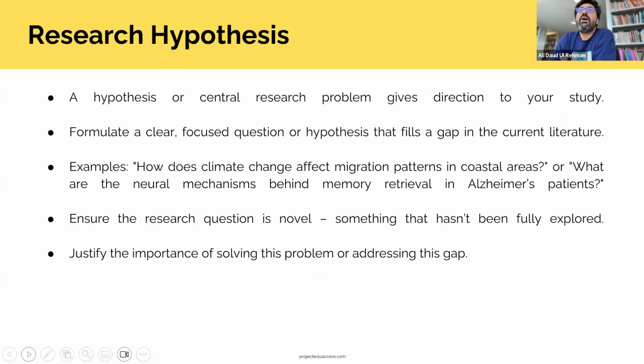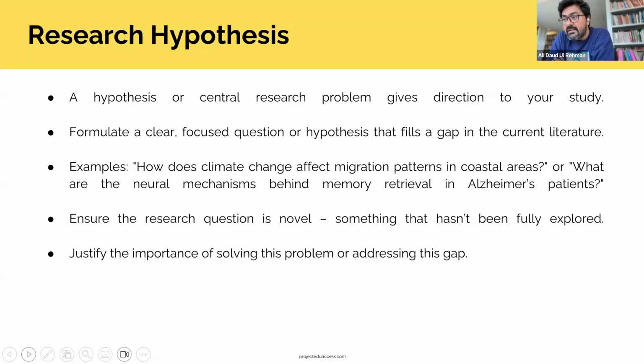Perfect. So a research hypothesis, which is part of your introduction, is your central research problem, which you hope to address in your research. It should be very direct and concise, so that whoever reads it can see immediately that this is what you want to do in your research, and this is what you are hoping to get out of your research.